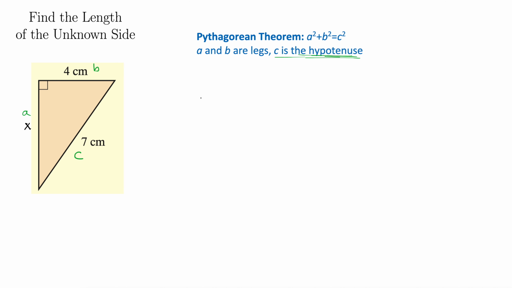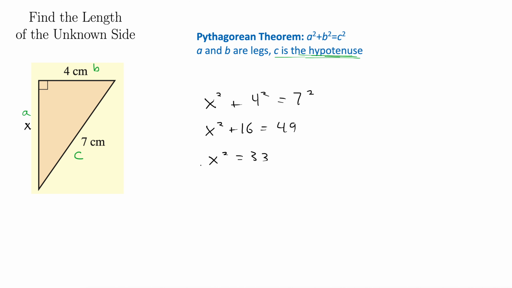Bringing this into the Pythagorean theorem then gives a squared, so x squared, plus b squared, 4 squared, equals c squared, 7 squared. And then we just need to solve for x. So we have x squared plus 16 equals 49. Subtract the 16 from both sides. x squared equals 49 minus 16, which is 33. And then square root both sides to get at the x.